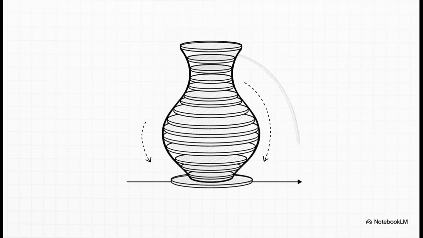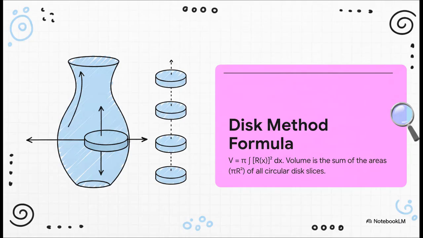You're literally just imagining your 3D shape as a stack of an infinite number of paper-thin coins or disks. You add up the volume of all those little disks, and you've got your total volume. And the formula makes perfect sense when you look at it. We all know the area of a circle, right? Pi times the radius squared. Well, this formula just says the total volume is the sum of the areas of all those little circular disk slices. See? It's just our bread slicing principle, but now with circles.